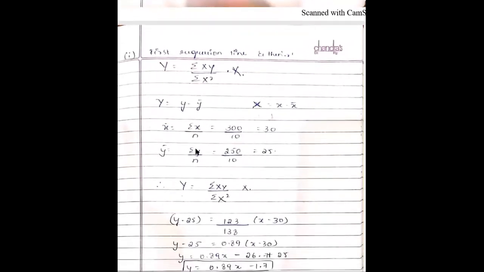The first line, y on x, is given by capital Y is equal to summation capital XY by summation x square into capital X. All the letters are capital letters here, where capital Y represents y minus y bar and capital X is x minus x bar. So the first thing you should find is your capital Y and capital X. For that I need x bar and y bar, so I'll find x bar and y bar first.